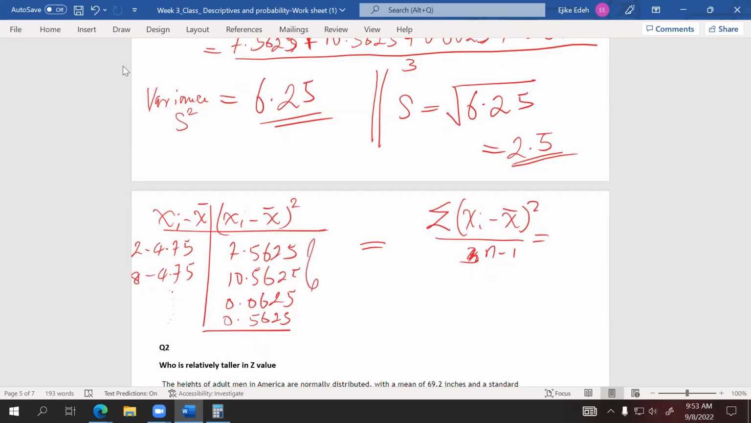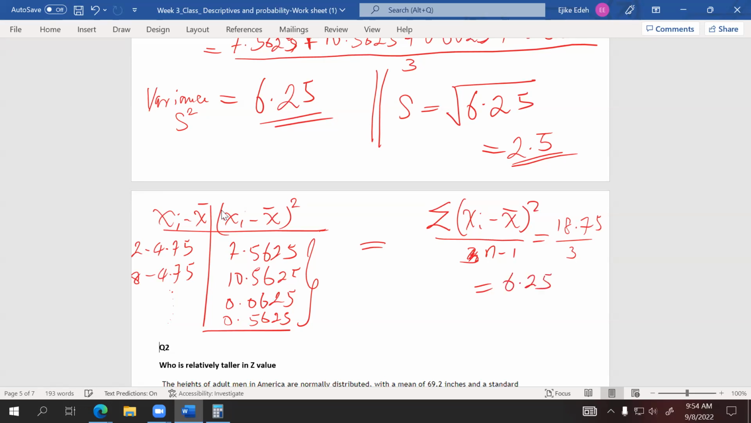Anybody have a sum of this one somewhere? Okay, no, that is right. You can do 6.25 times 3. That is like 22 point something. Is that what you have? 18.75. 18.75 divided by 3, right? So you end up getting the same value as we have, which is 6.25.